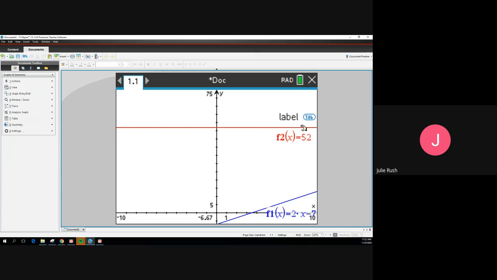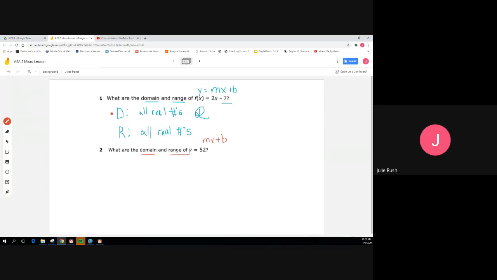It's a horizontal line, which means I have a slope of 0. But you'll notice that every single x point, if I match it up to my function, has a y coordinate value of 52. So when we look at a horizontal line, it's important to remember that our domain, because I am extending infinitely to the left and the right, is going to be all real numbers, because there's no starting and stopping point on my x-axis.